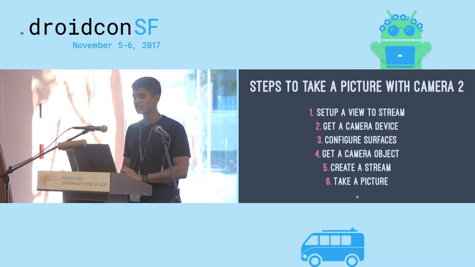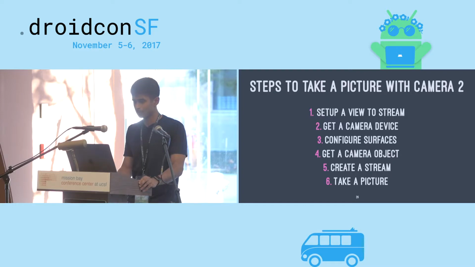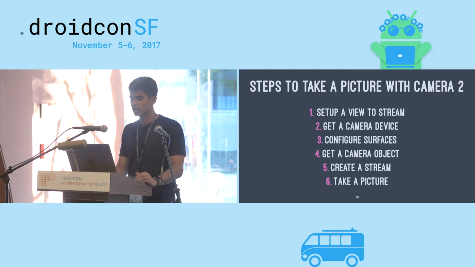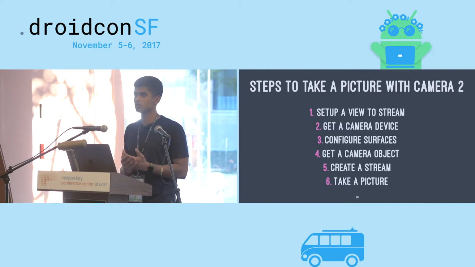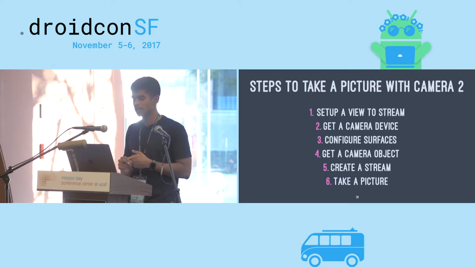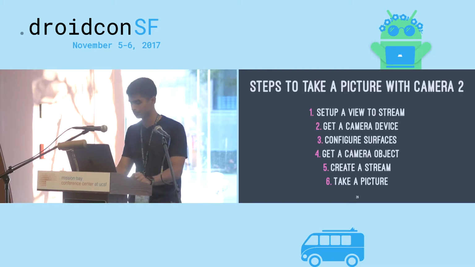So to take a picture, these are basically all the steps that we need to go through. One, we need to set up a view to stream. What I mean by a view to stream is whenever you're pointing to an object, you want to see that on your camera. You're not going to blindly take a picture. So it's basically showing you the image frames. Then get a camera device, then configure the surfaces to what the camera device can do. Then we need to get the camera object, then create the actual stream, and finally you can take a picture.